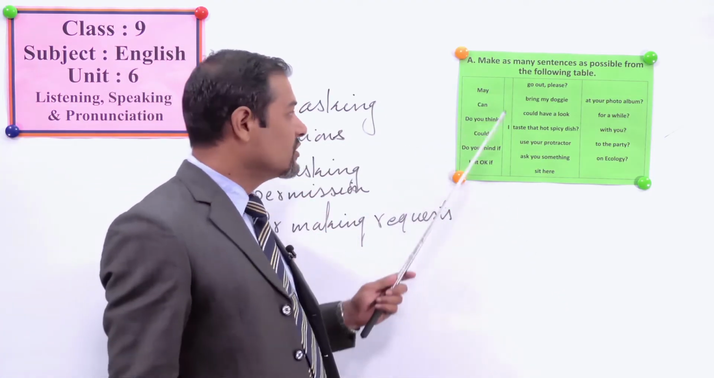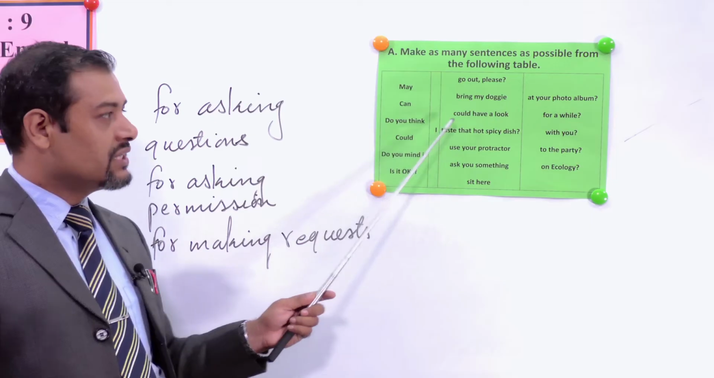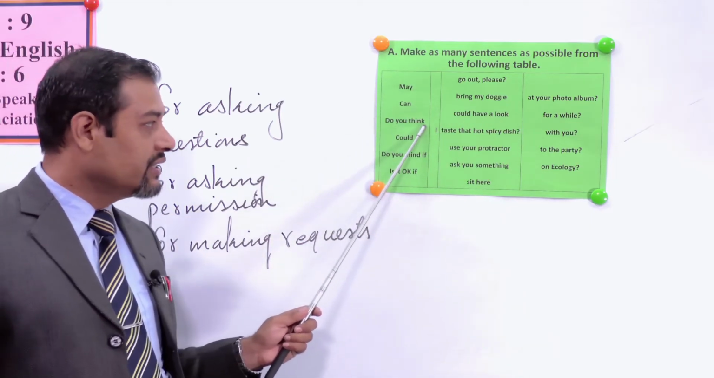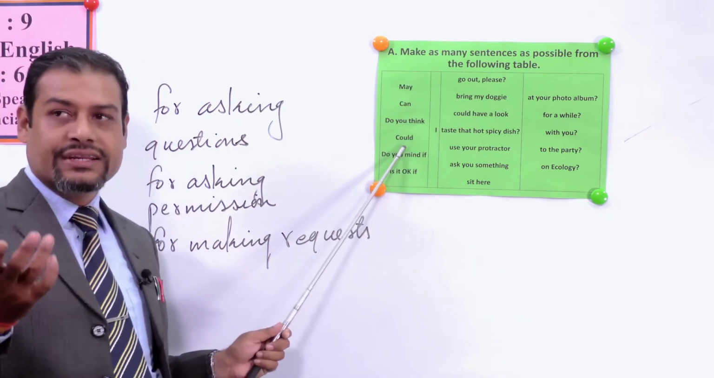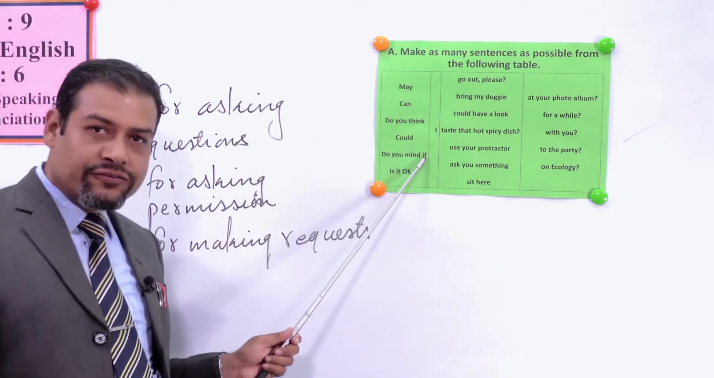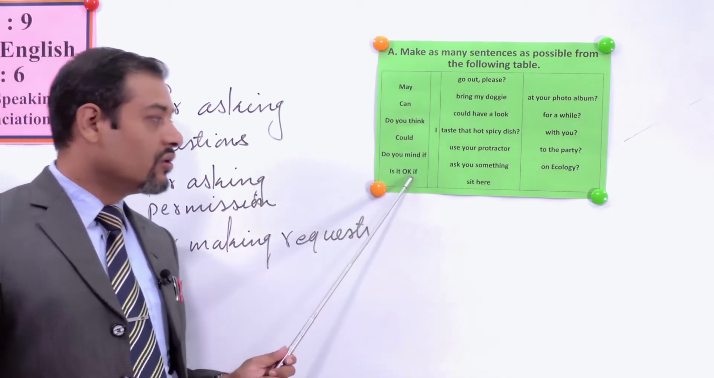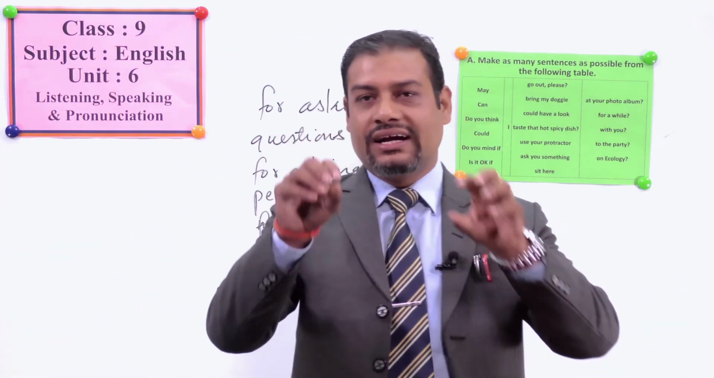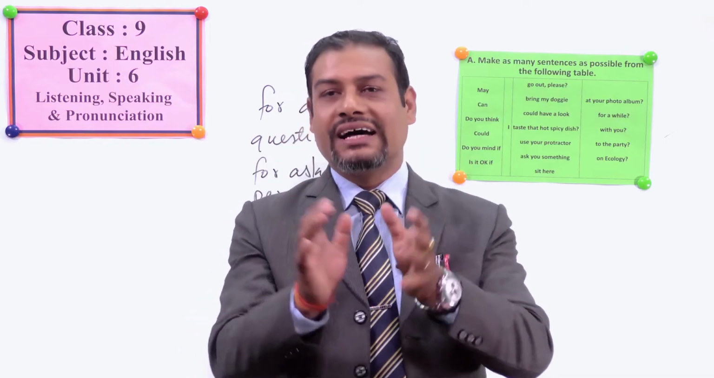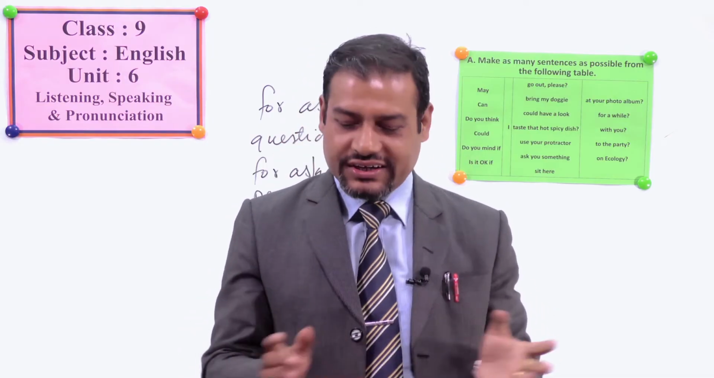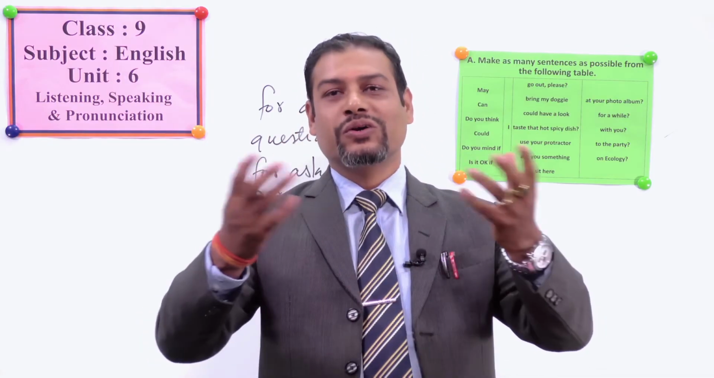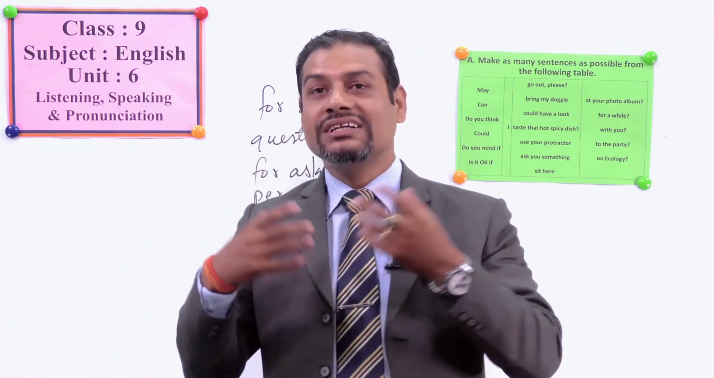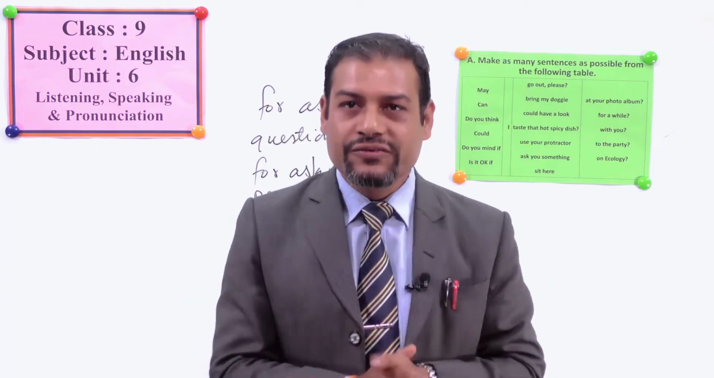Later on, I'll give you also: may plus subject plus necessary information. Can, you can use. Could, you can use again. Do you mind if, and then you can use. Is it okay if? These words are used for asking permission. Now I just want to show you an example, and then we are going to practice using these structures. Is it clear, all of you?